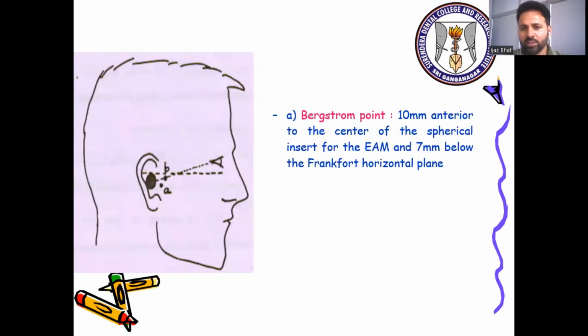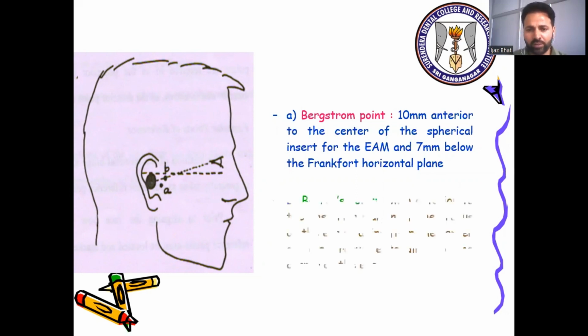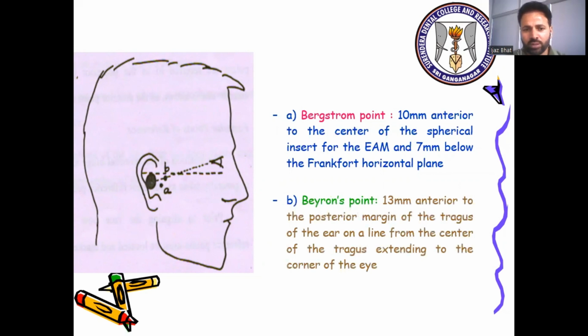Bergstrom point is 10 mm anterior to the center of the spherical insert of the external auditory meatus and 7 mm below the Frankfurt horizontal plane. Beyron's point is 13 mm anterior to the posterior margin of the tragus of the ear on a line from the center of the tragus extending to the corner of the eye.